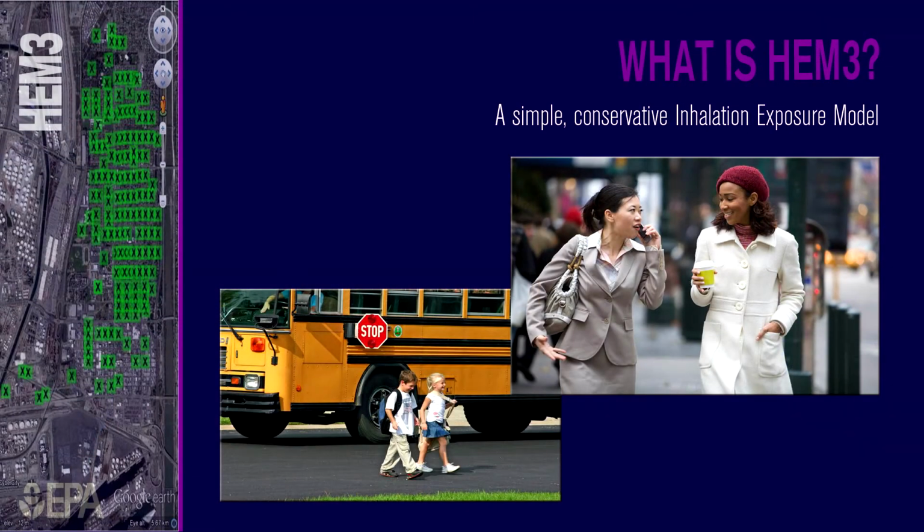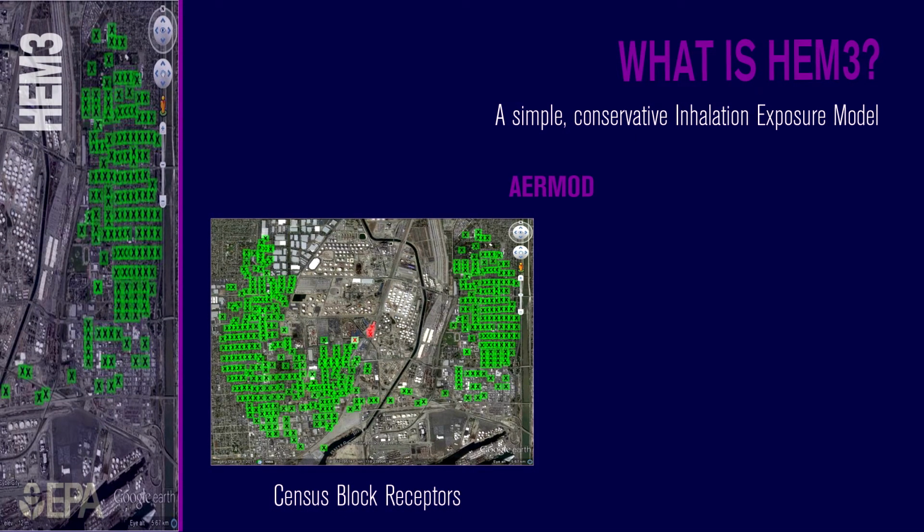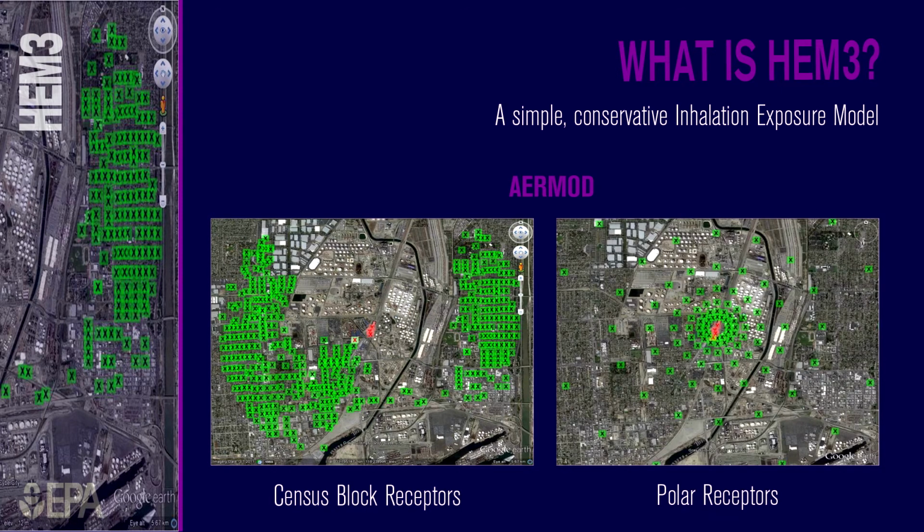HIM does not account for people going to work, school, or other locations and being exposed at different levels in those microenvironments. And HIM is a simple exposure model in this respect. HIM uses the AirMod dispersion model to estimate pollutant concentrations at two types of receptors. The first receptor type is the census block centroid already discussed for long-term exposures. The second receptor type is the polar receptor, which is a grid point on a set of rings and radials originating at the sources. These are used to represent locations of short-term exposures where people may be for an hour or up to a day.